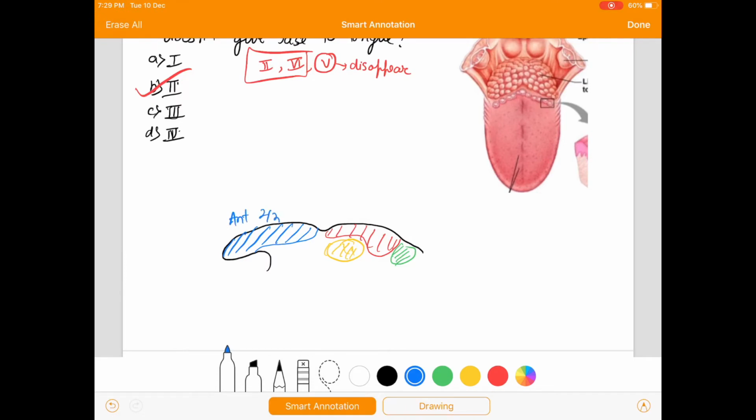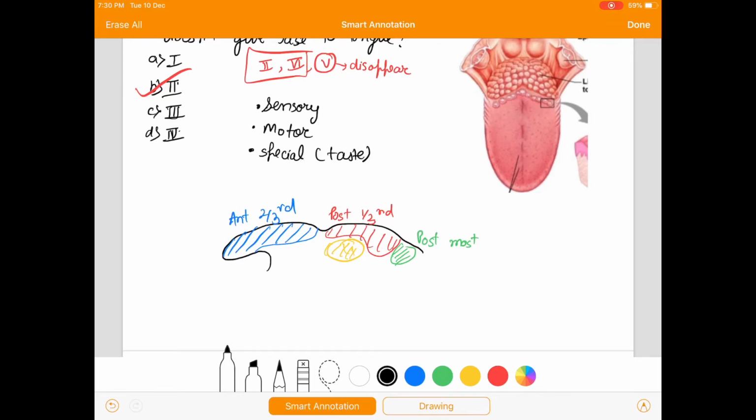Anterior 2/3, posterior 1/3, and this is posterior most. Now we divide the nerve supply of tongue into 3 points. First, sensory, then is motor, and then is a special sense, that is taste. Okay.